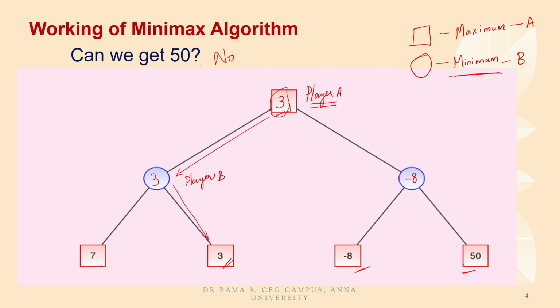Suppose player B makes a mistake. Assume that player B is making a mistake, and suppose instead of minus 8, he instead gives 50. In this case, when B makes a mistake, then player A can get 50. So, in the adverse case, if he is not making a mistake, the value that he can get is only 3. So, this is the essence of the minimax algorithm.